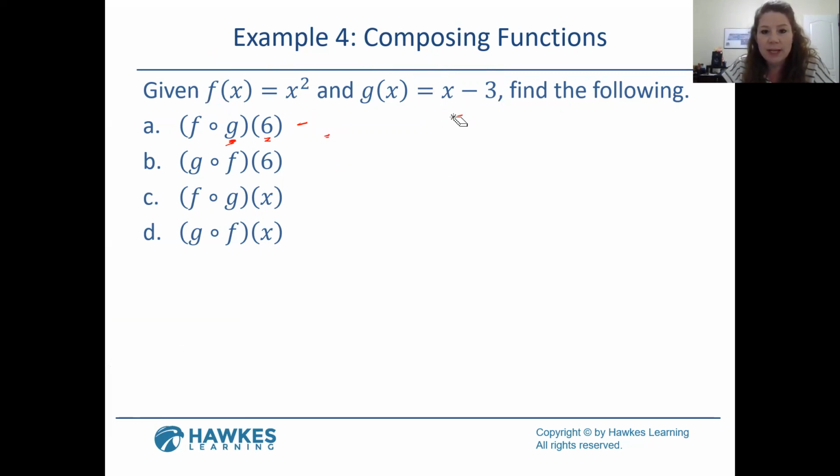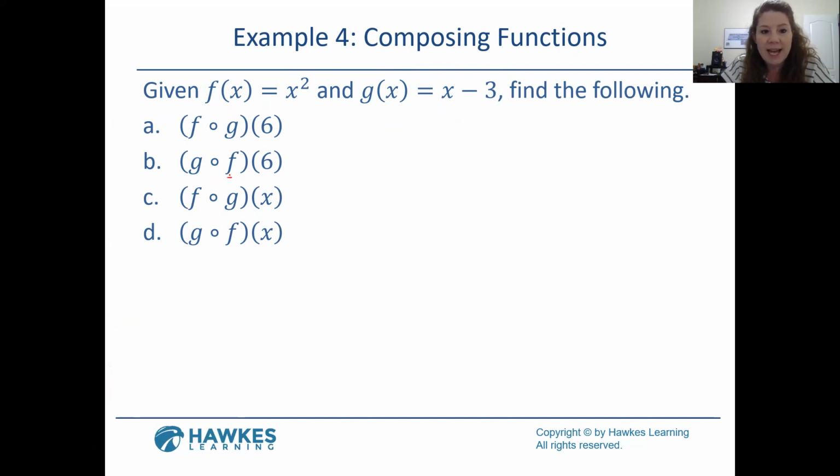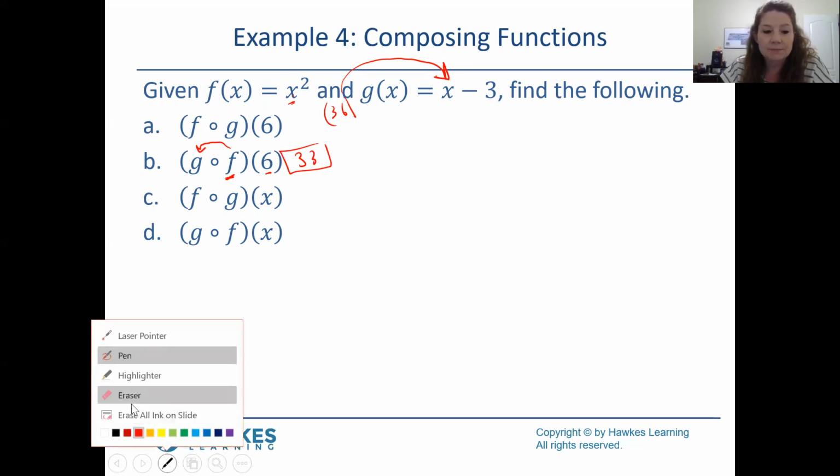So once again, the way it's written, you take that second letter and you deal with that one first. You're going to take F and implant it into G. So we're going to take this 6 and plug it in for X right there in F. So 6 squared is 36. And then we take 36 and implant it into G, which is 36 minus 3. And the answer is 33. That's the answer.